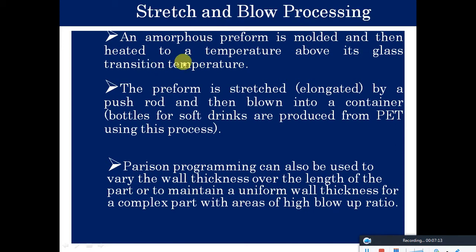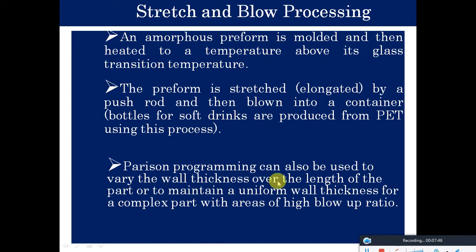And we have stretch blow processing. An amorphous preform is molded and then heated to a temperature above its glass transition temperature. That is very important. So here this preform is heated to a temperature above the glass transition temperature. This preform is stretched, that means we elongate it with a push rod, and then blown into a container. Some products like bottles for soft drinks are produced from PET using this process.